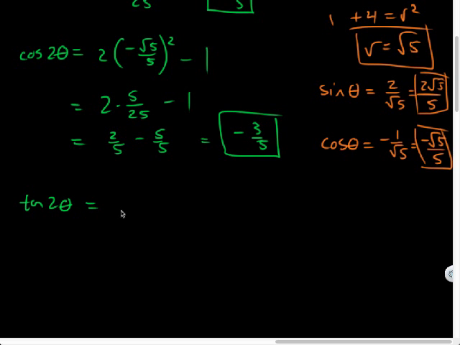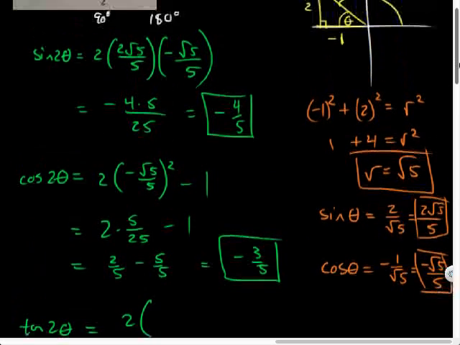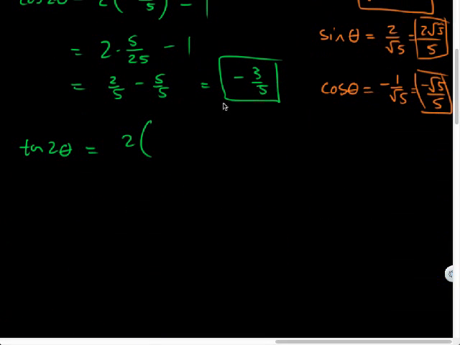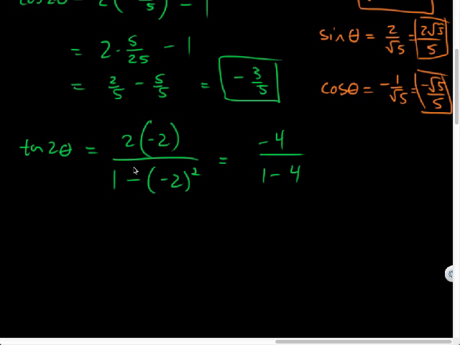Tan 2 theta is equal to 2 tan theta over 1 minus tan squared theta. Let's see, what was the value of tan theta? Negative 2. So 2 times negative 2 over 1 minus negative 2 all squared. So that's going to equal negative 4 over 1 minus, negative 2 all squared is positive, but this minus sign is still present. And so I've got negative 4 over negative 3, or 4/3.